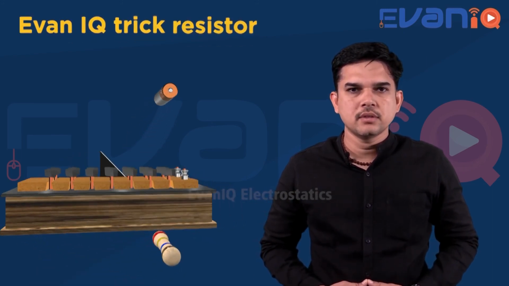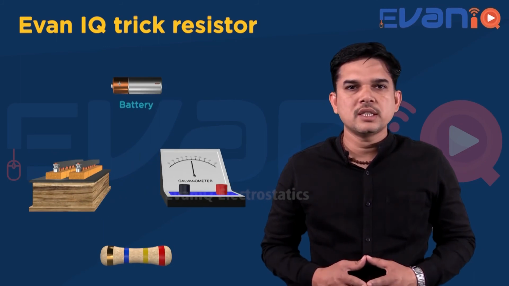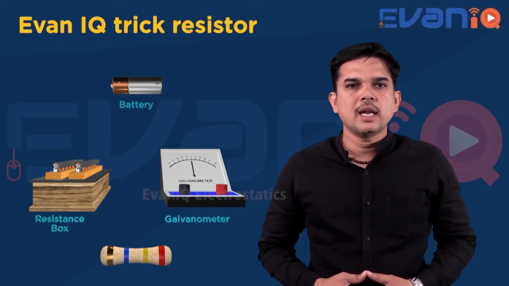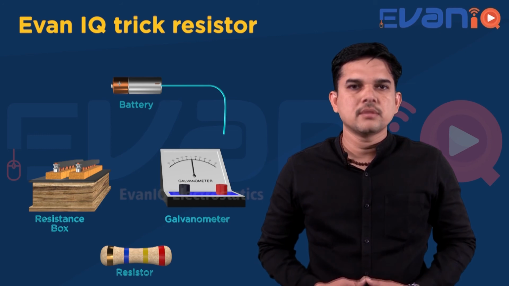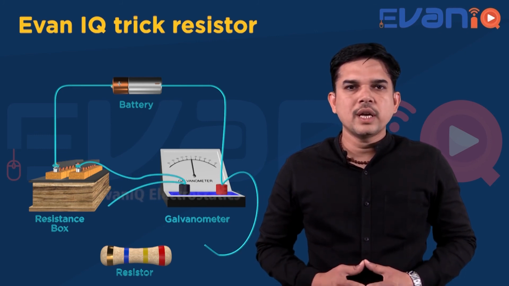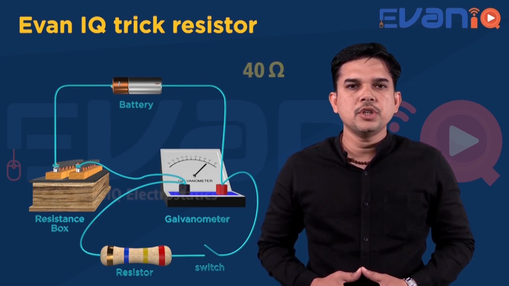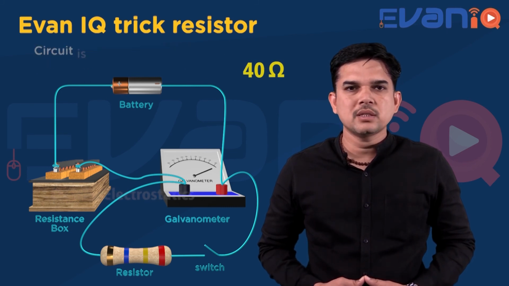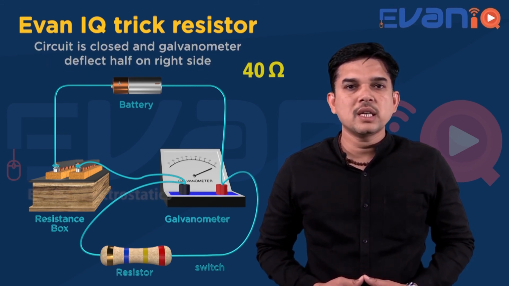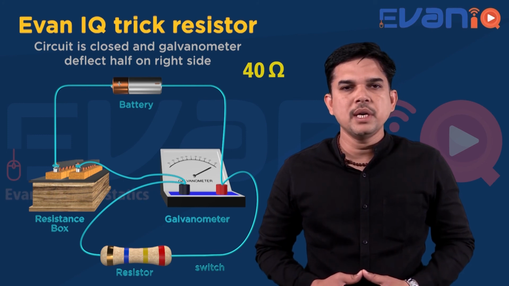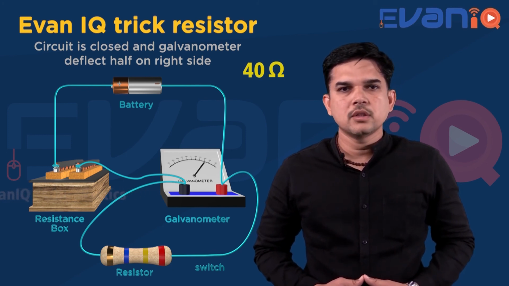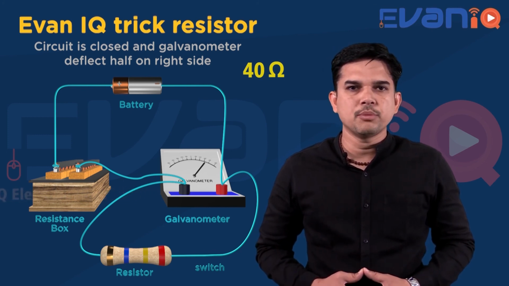We have a circuit in which a source, a resistance box, a galvanometer and an external resistance with a key are connected. The resistance of the external resistor is 40 ohm. When we press the key, the deflection of the galvanometer will be half. Now find the value of the resistance of the galvanometer.